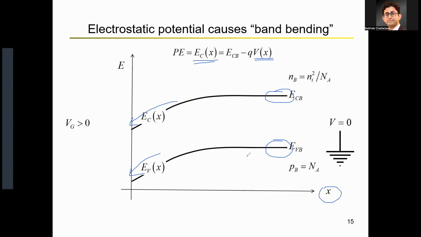is going to be ECB minus Q times Vx, because you see that the energy is not fixed. It is reducing over here as a function of x. Question?